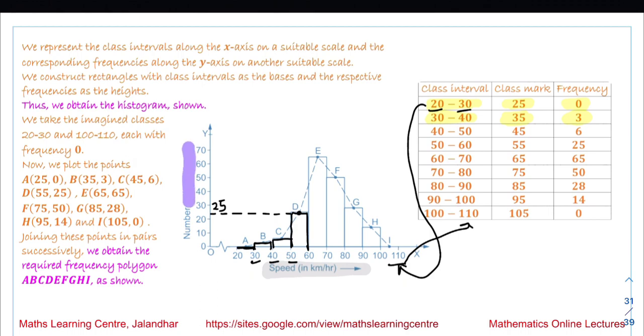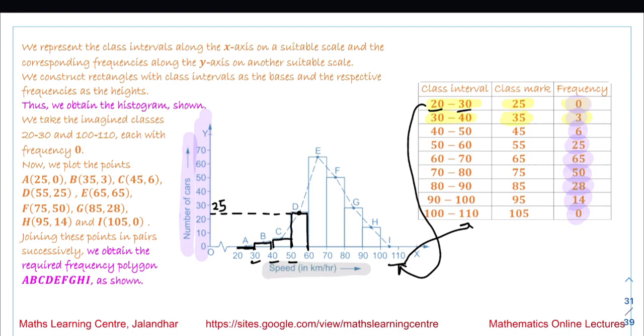On the y-axis we are talking about the number of cars, and the maximum number of cars we have is 65. The minimum we have is 0. So we have marked these points on the y-axis. Then we have used these frequencies 0, 3, 6, 25, 50, 28 and 14 to draw this histogram.